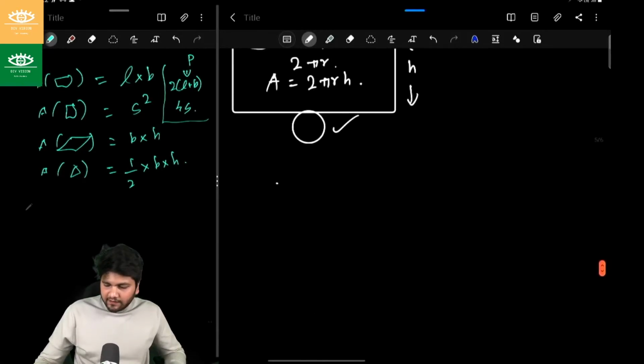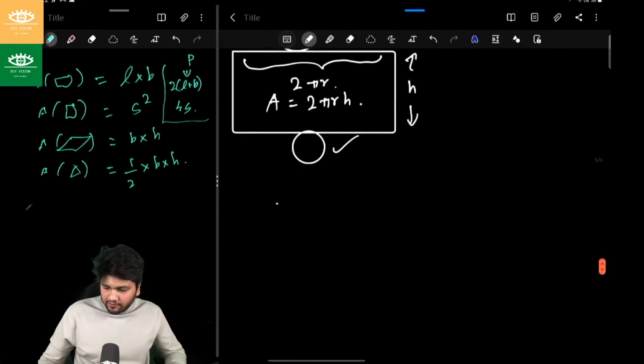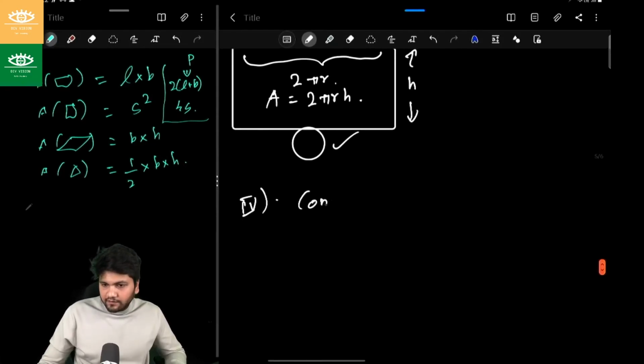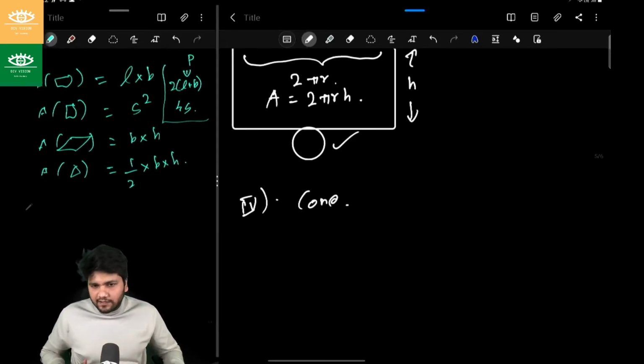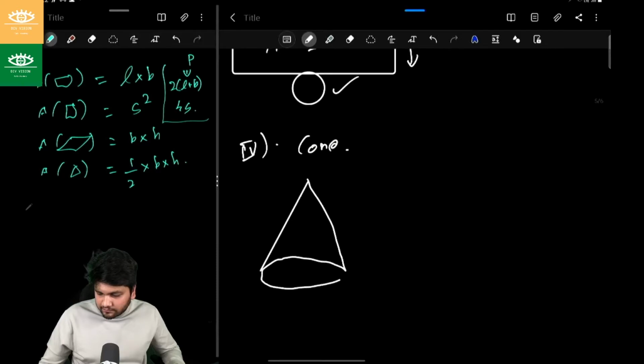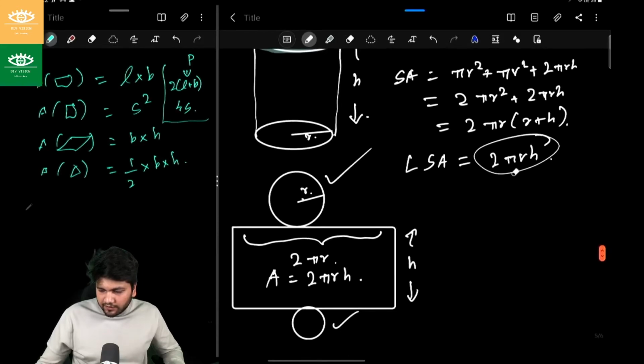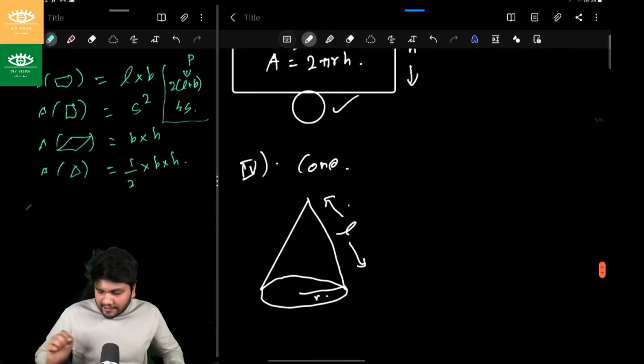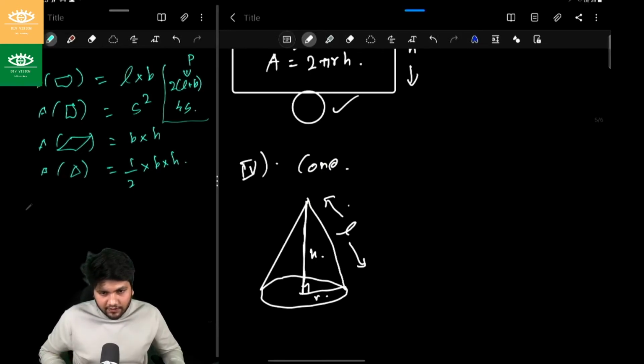Now let's talk about the fourth shape, which is nothing but a cone. Remember, a cone is just 1/3 of a cylinder. Now for that, we require certain things. Let's say this is the cone. They will give you the radius. And there is one more term, which is slant height. By the way, just consider this 2 pi r h as very important. I'll tell you later. Now, this is the slant height, this is the radius, and this is the height of the cone. So they have given you this much.